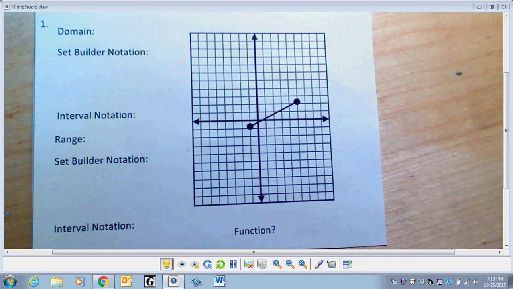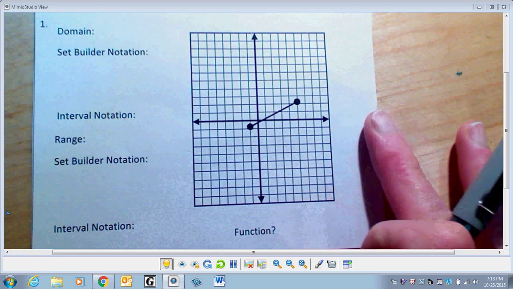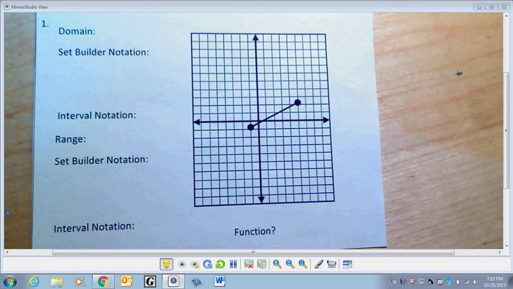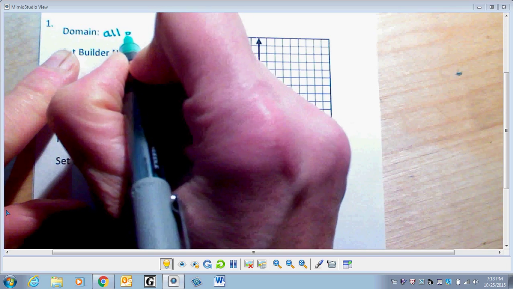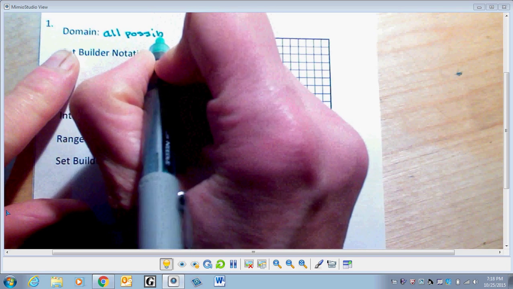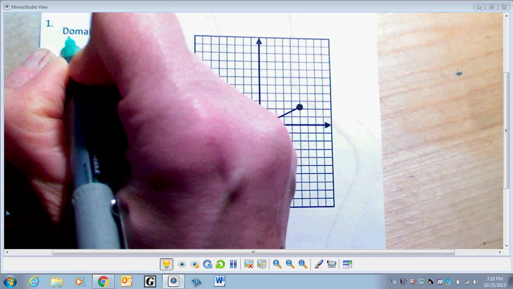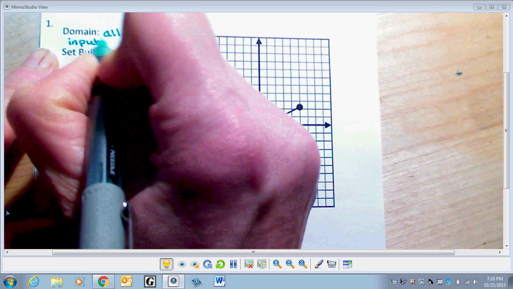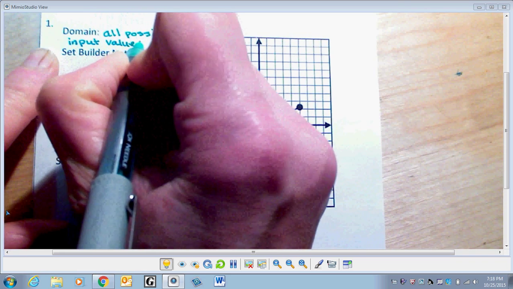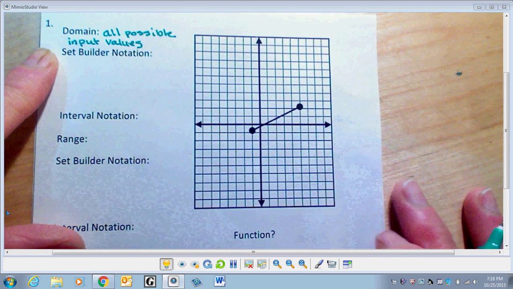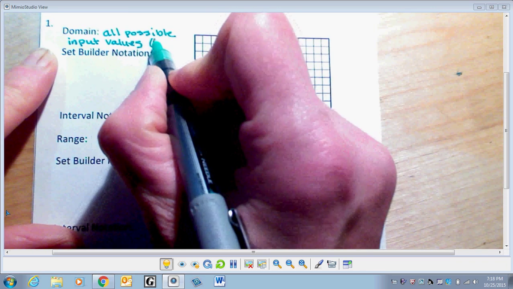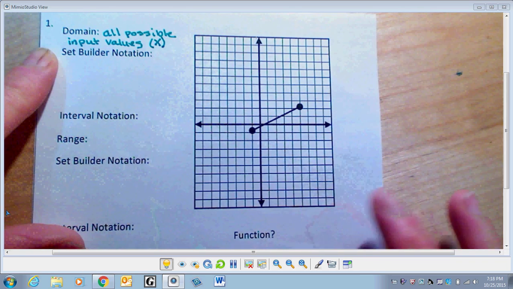We're going to examine the domain and the range of a graph. So when we think about domain, let's go ahead and define what we mean by domain. The domain is all possible input values. Okay, so all possible input values, and all possible input values happen to be the variable x.